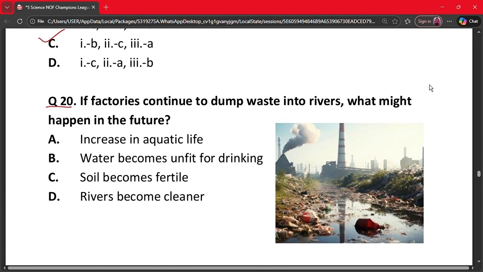Question number 20. If factories continue to dump waste into rivers, what might happen in the future? A. Increase in aquatic life. B. Water becomes unfit for drinking. C. Soil becomes fertile. And D. Rivers become cleaner. The correct answer is option B. Water becomes unfit for drinking. Chemical waste pollutes water and makes it unsafe for drinking.